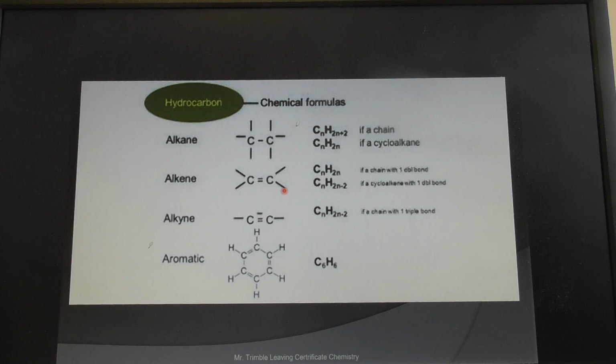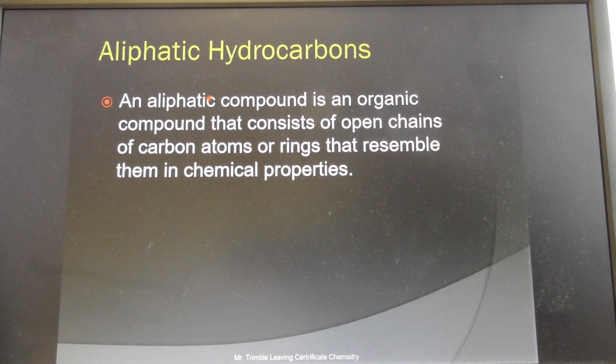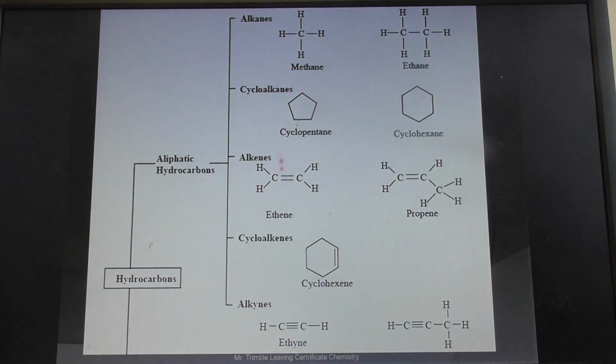Now there's something interesting about them, and we'll go through it briefly, and then we'll look at it again next year. But for now, aliphatic hydrocarbons are organic ones that are open chains of carbon atoms or rings that have similar chemical properties. That's essentially what we've looked at. We haven't looked at cyclohexanes, and we didn't look at cycloalkenes, but we looked at alkenes and alkynes.